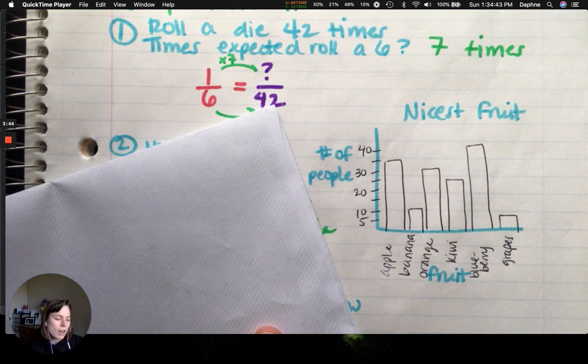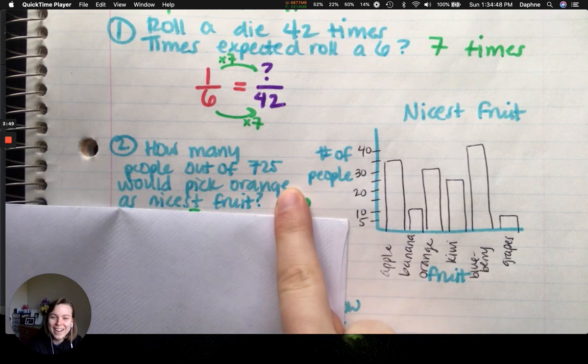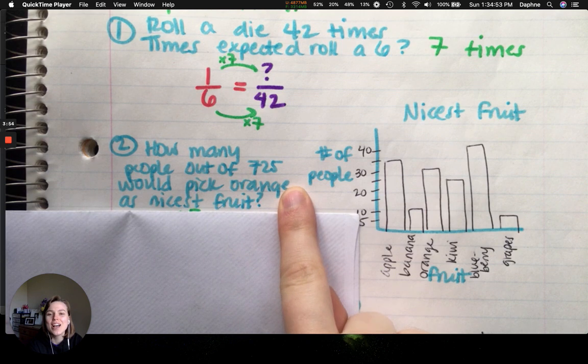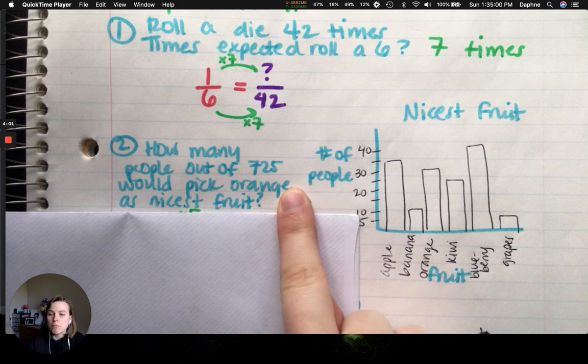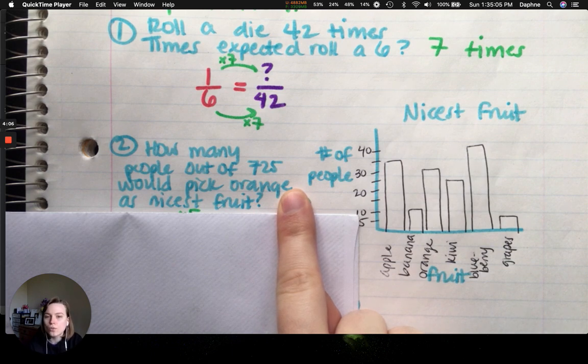So looking at that graph, we are now going to ask ourselves, whoop, I'm going to hide it, because yes, I want you to think about this and actually think about it on your own and not just look at my answers. So how many people out of 725 would pick orange as the nicest fruit? So I surveyed some number of people. You can count them up and figure it out. And how many of those people said orange was the nicest fruit? So we're going to pause the video here. 2 questions. 1, how many people said orange was the nicest fruit when surveyed? And 2, how many people in total were surveyed?